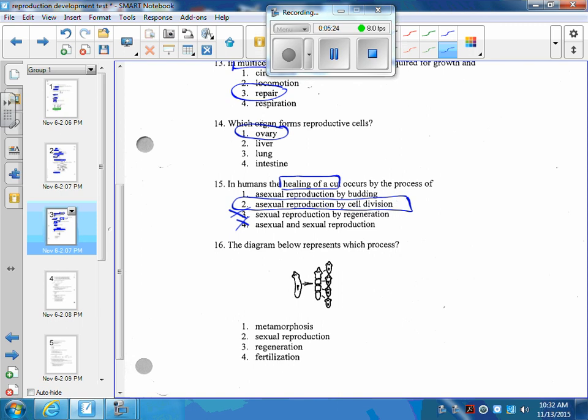The diagram below represents which process? The planaria gets cut into 4 pieces, and now you have 4 new planaria. This is regeneration, asexual reproduction.